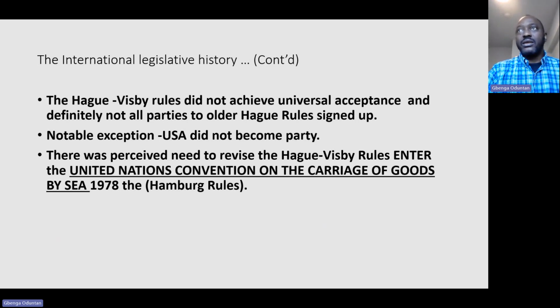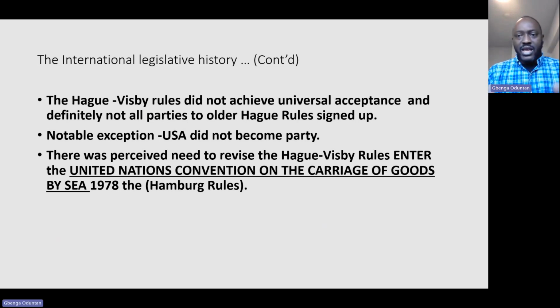I'm sorry to say, very disappointingly, the Hamburg Rules did not attract enough states to sign up to it. And as a result, I think only about 15 states signed up to the Hamburg Rules. So it was not a success either. But it had some states that had moved on to it.